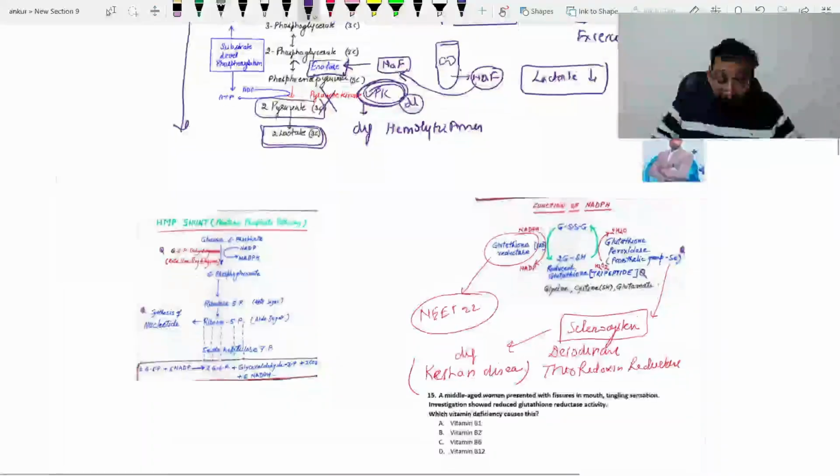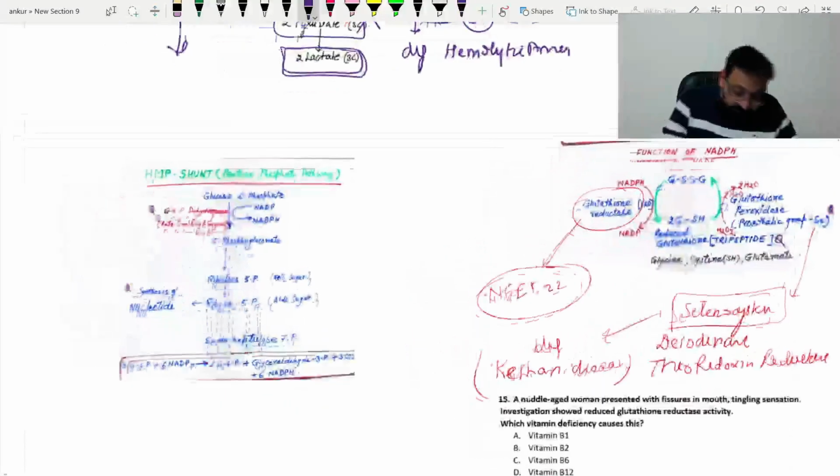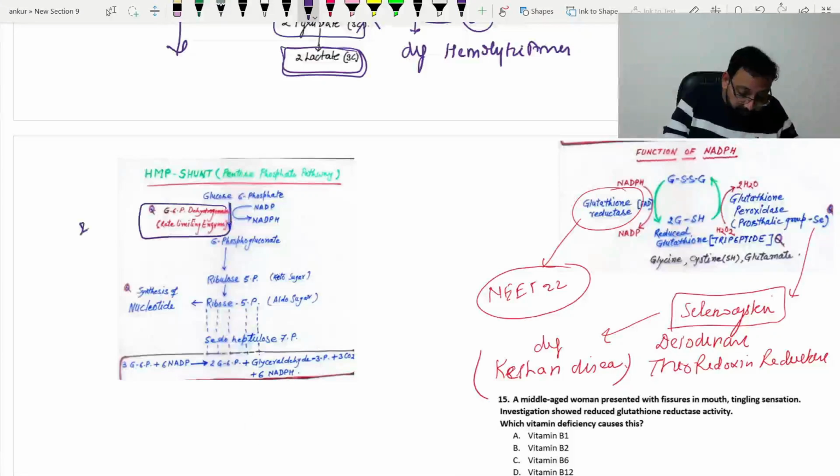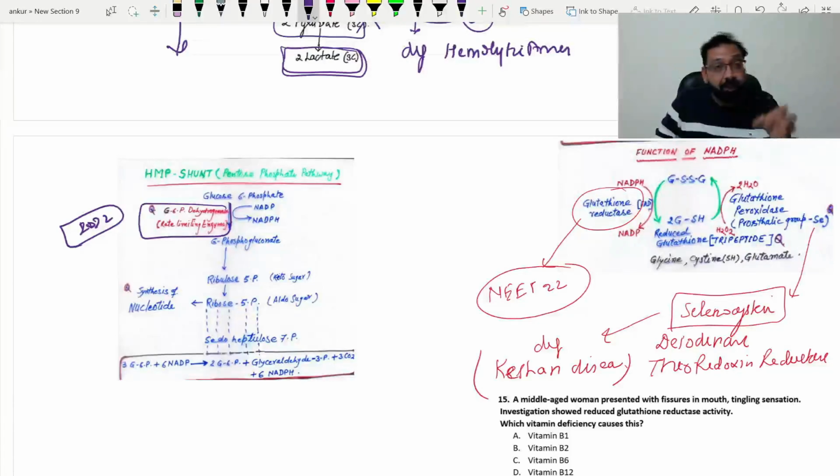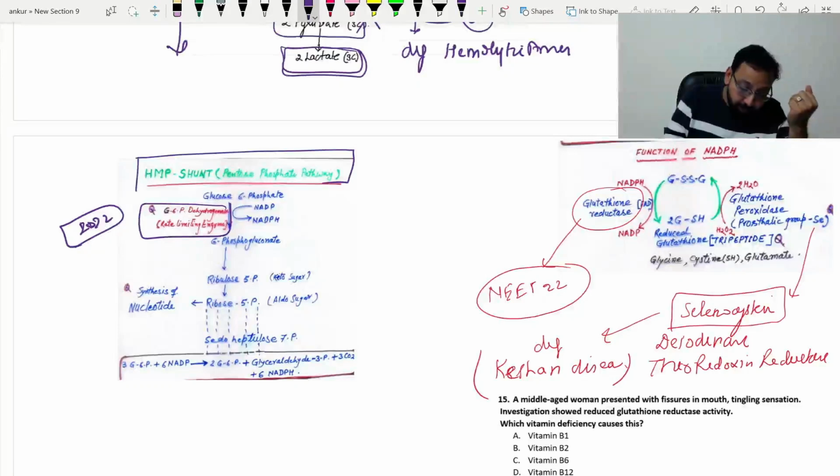A frequently asked question: G6PD deficiency, NEET 2022. The question was asked that a patient was given primaquine. You know that after giving this drug, an oxidizing agent, the patient presented with hemolytic anemia. They asked which enzyme deficiency is involved in which pathway. The answer was HMP shunt. So G6PD is an enzyme of the HMP shunt. This question was recently asked, and now we know that G6PD deficiency leads to hemolytic anemia.